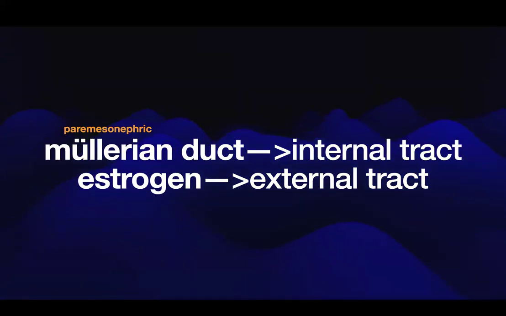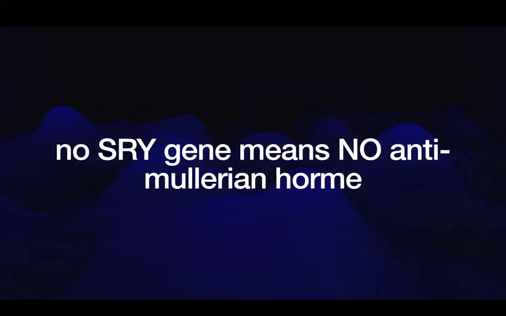Those gonads, the moment they become ovaries, they begin to secrete estrogen, and estrogen is responsible for the development of the external genitalia. So the internal genitalia are formed due to this Mullerian or paramesonephric duct, and the external genitalia is formed under the influence of estrogen being produced by the ovaries.